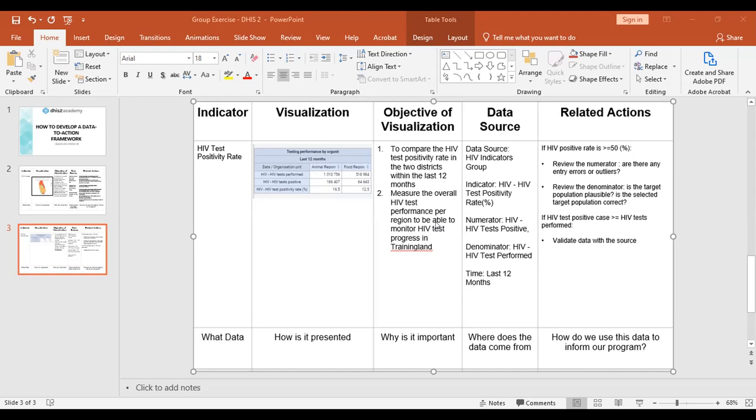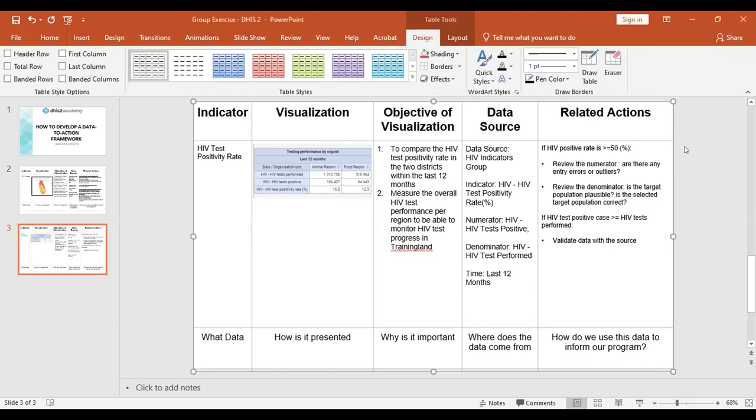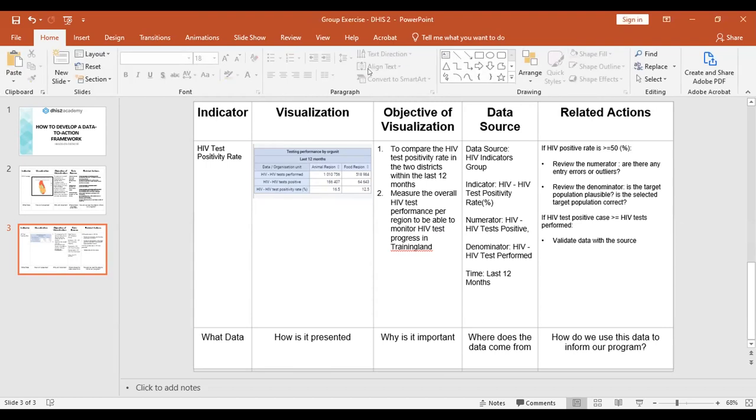Right, thank you very much, Chan. Anybody who wants to comment on what was presented by group three? Other groups? Yes, Chan. Hello. Yes, please proceed. Whoever, yes, please proceed.